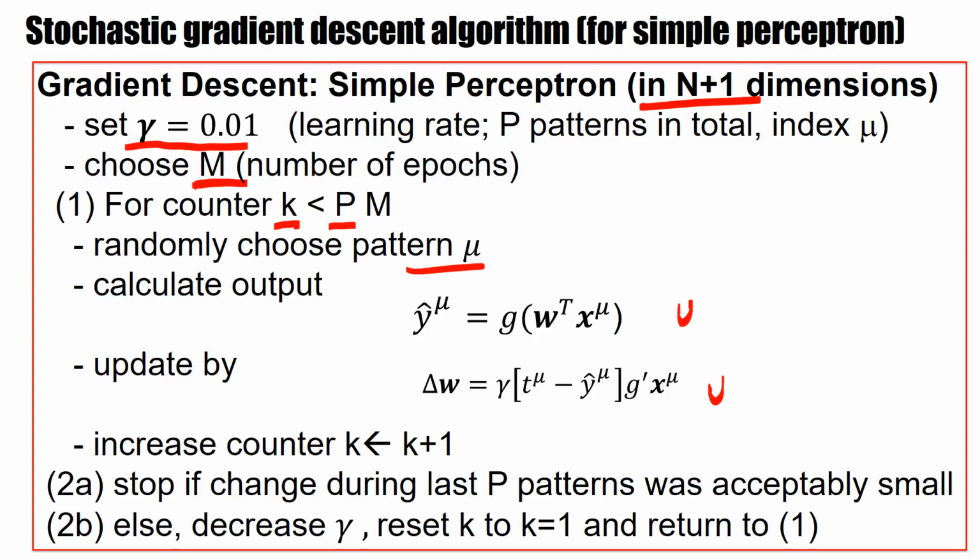Then you increase your counter, and you stop if the changes during the last p patterns, you did p times m iterations, during the last p patterns, was acceptably small. Otherwise, you run another loop over p times m. And you may want to decrease gamma towards the end of learning.